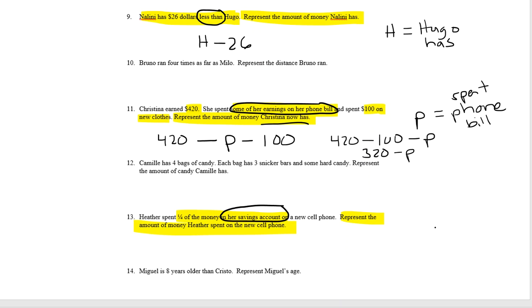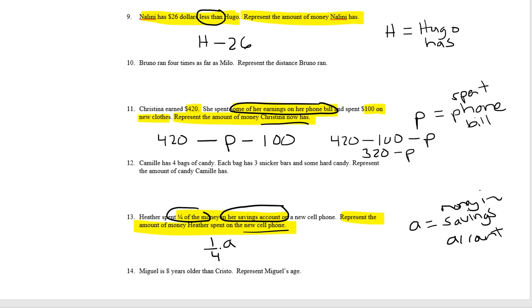So let's go ahead and choose the letter A. That's going to stand in for the amount of money in Heather's savings account. And now, if we know she spent 1/4 of that on her new cell phone, we can write our expression. 1/4 of the amount of money in her savings account. In math, the word of means multiplication. So 1/4 times A, that would be our expression.